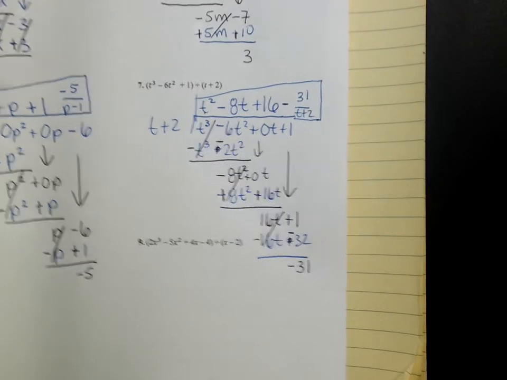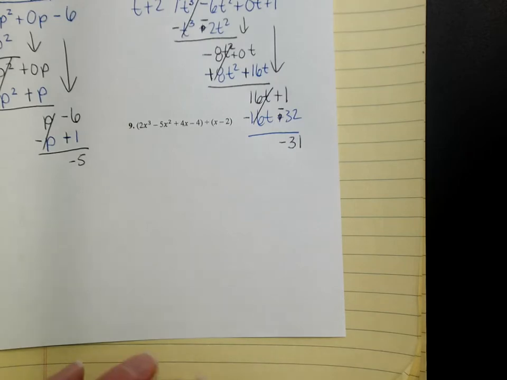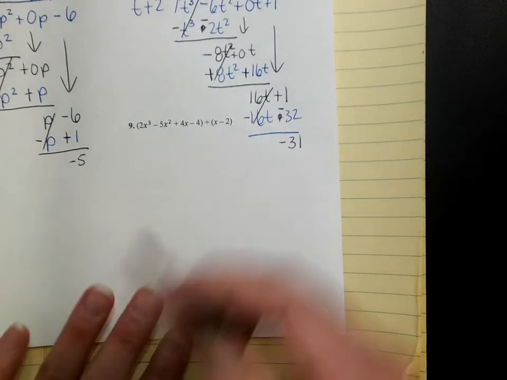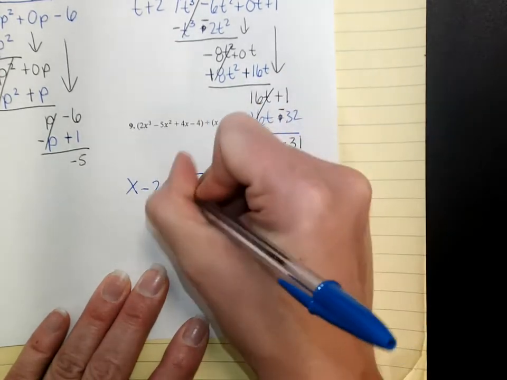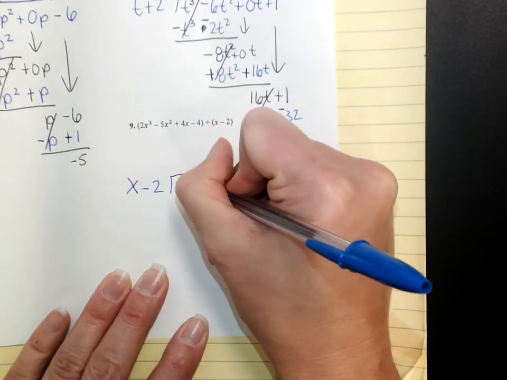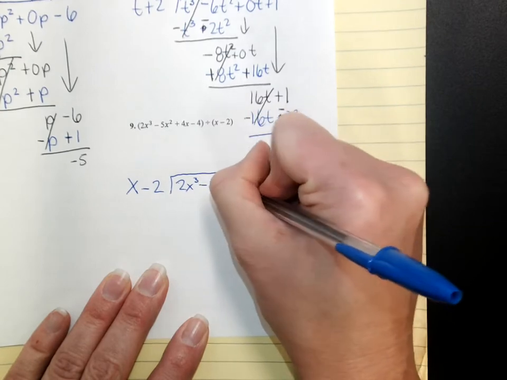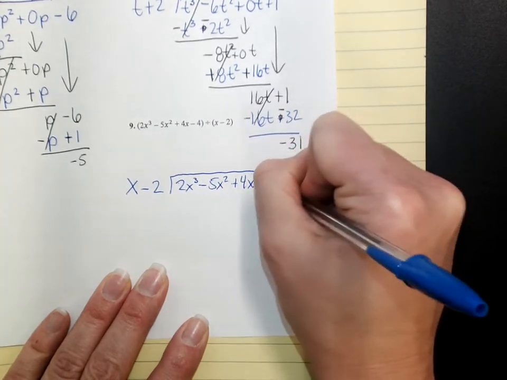I'm going to skip number 8 because I find it highly annoying. I might come back to it later, but I'm right here for question number 9. So I'm going to go ahead and set that up. X minus 2, under your division sign, 2x cubed minus 5x squared plus 4x minus 4.